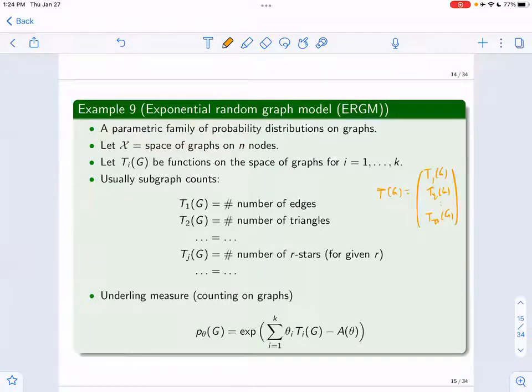You could define other functions. Any function that maps the graph to a real number would do. Usually people take things like the number of edges, number of triangles, number of r-stars, things that look like this. Triangles are things that look like this. Edge is clear. So how many edges you have, how many closed triangles, how many open triangles, let's say, how many stars.